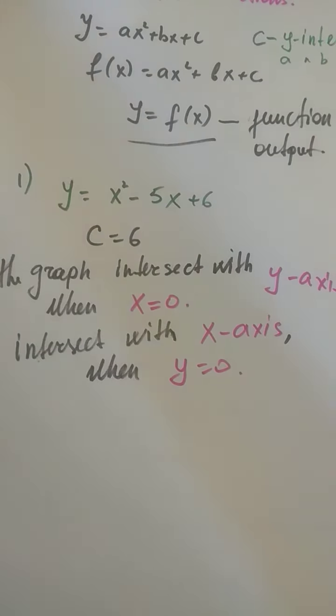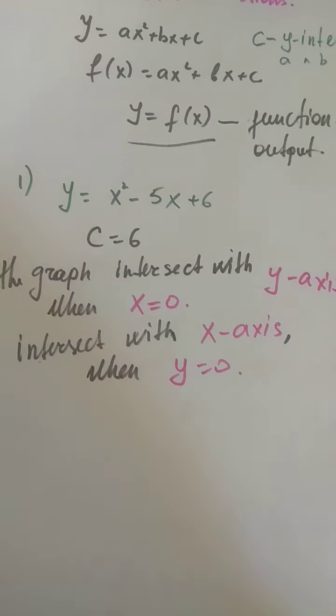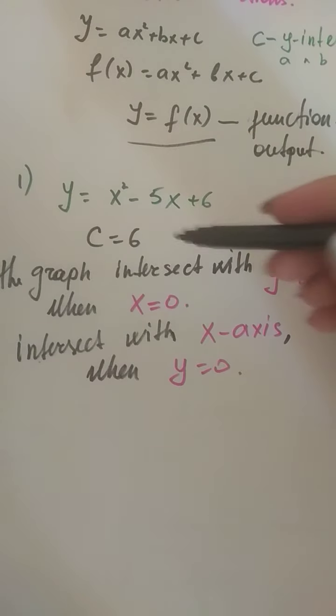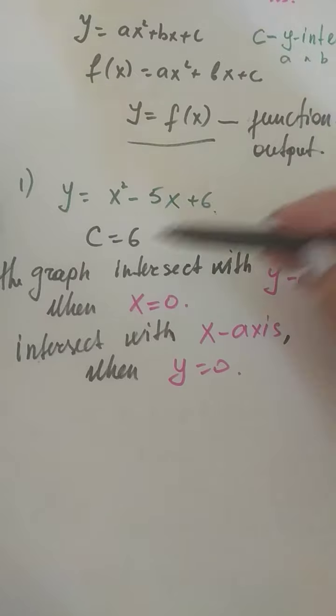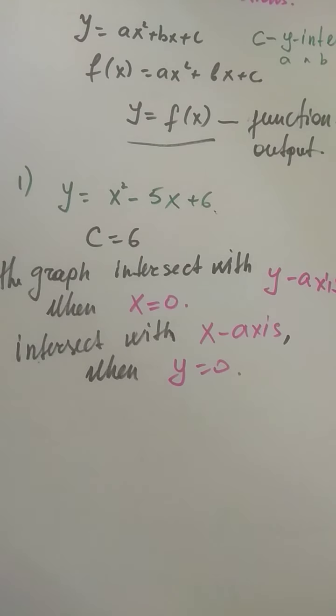But it is not only for the quadratic function. For all types of functions, if you want to find the intersecting point with the y-axis, at that point x is going to be 0. But if the graph intersects the x-axis, this means at that point y is equal to 0. That's why here the y-intercept is 6, because if x is equal to 0, then y is equal to 6. Did you see? That's why 6 is the y-intercept.